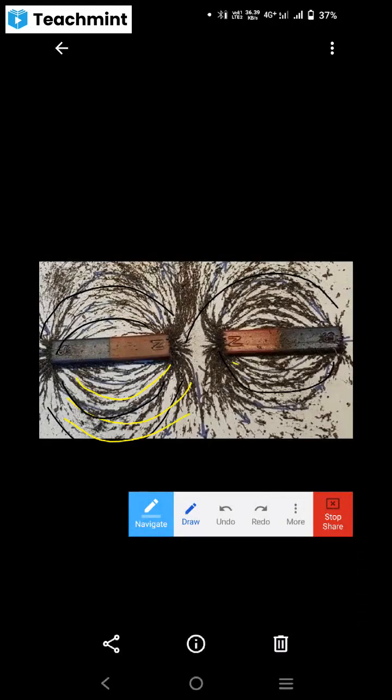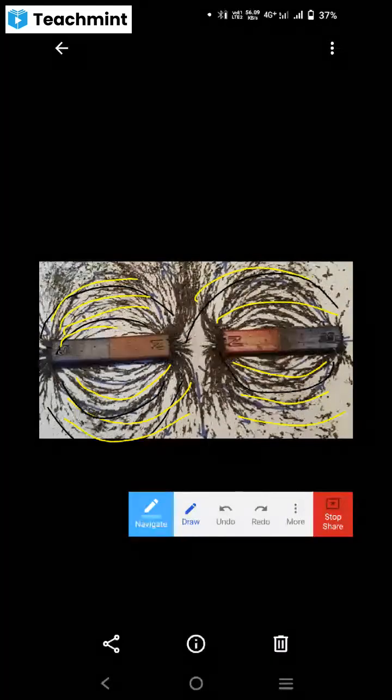See, these are all the lines. So this is the field around it. This is the magnetic field around it. Where the object faces the force, it is called magnetic field. What is magnetic field?